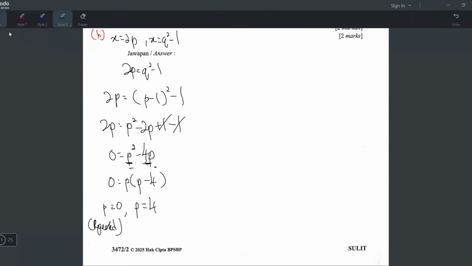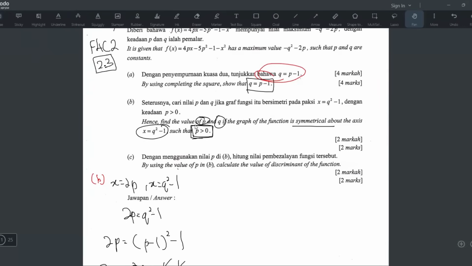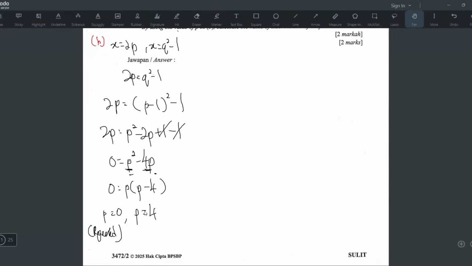And I told you why already, why reject the 0? Because they already said the condition for P is it has to be bigger than 0. It can't be 0. It has to be bigger than 0. So 4 is the answer.